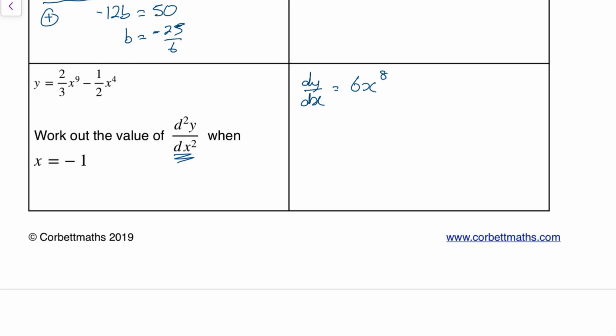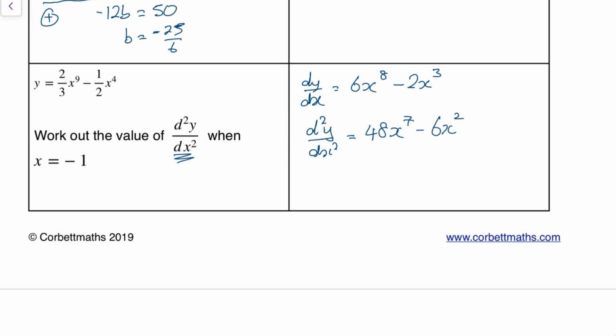With some big numbers here. Minus, well, bring down the 4, so 4 divided by 2 is 2, so 2x cubed. And then I'm going to differentiate this again, so d2y dx squared is going to be, well, 6 times 8 is 48, x to the 7 minus 2x, so not 2 because I'm bringing down the 3, minus 6x squared.